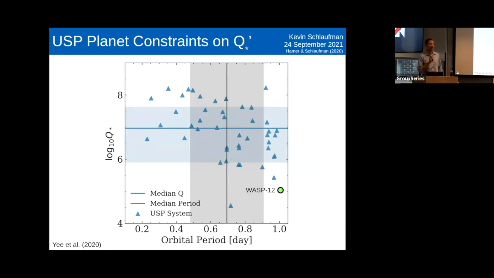So we're seeing very, very strong evidence that this Q star parameter, the amount of dissipation inside a host star for every orbital cycle, depends on the properties of the forcing. This is something that was theoretically anticipated by Gordon Ogilvie and Adrian Barker, but it wasn't something that there was any observational evidence for until we executed this measurement. So we are seeing that tidal evolution is more complicated than was thought in these simplistic models.